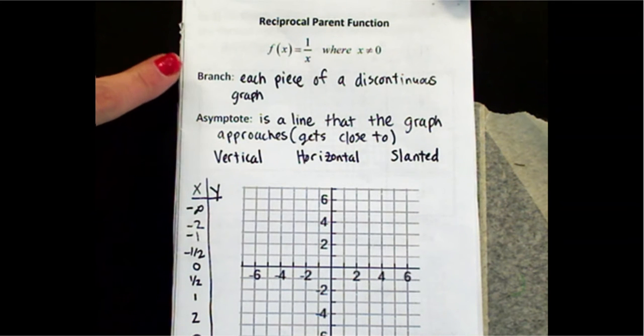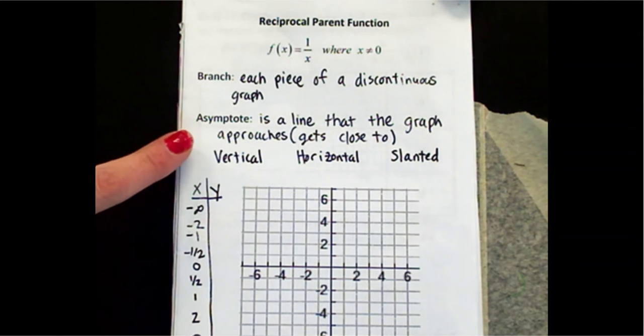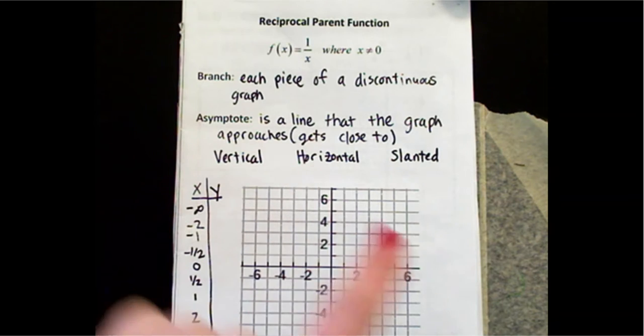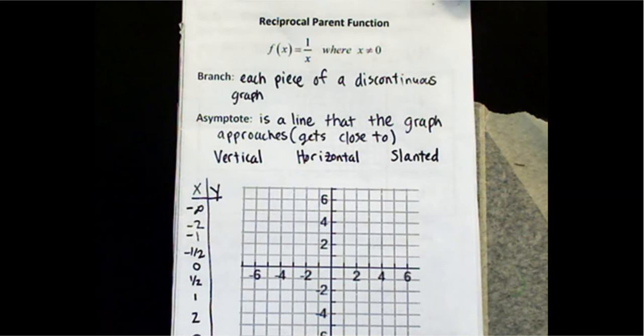Each piece of the graph is called a branch. We're going to have an asymptote in this graph, which is a line that the graph approaches. Approaches means gets close to. Can you touch it? Sure. You just get close to it. You want to get close enough to touch it? Doesn't matter. You get close to that line. We have 3 different shapes of asymptotes that we're going to work with. Vertical, horizontal, and slanted.